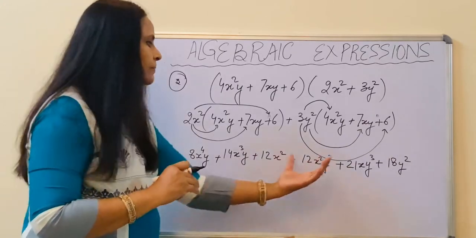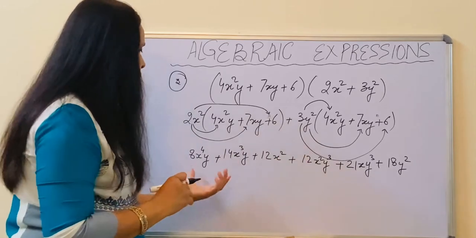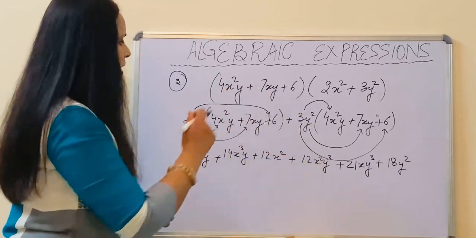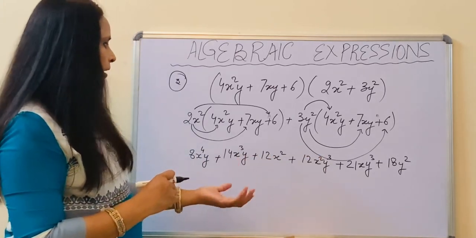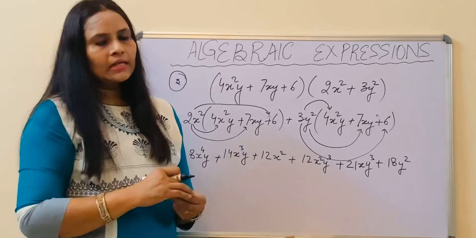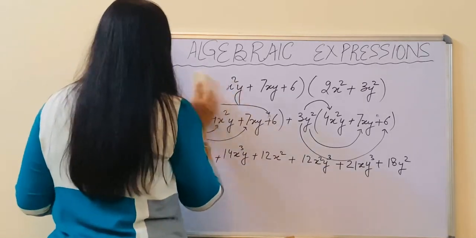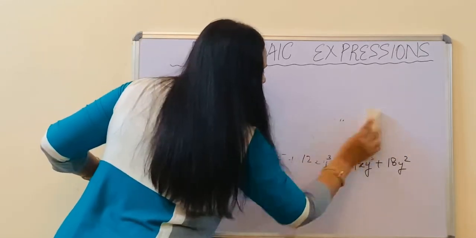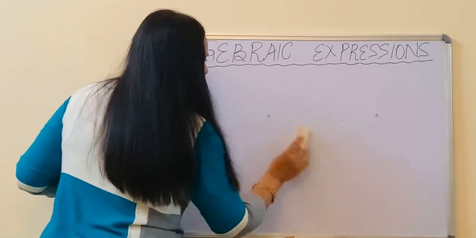If there are some similar terms, similar literal factors, we can add them. If there is no, so this is the answer. There is no similar term, so nothing is to be added. So this is the answer. This was simple polynomial multiplied by a polynomial.